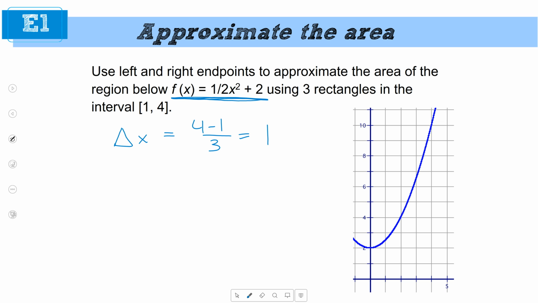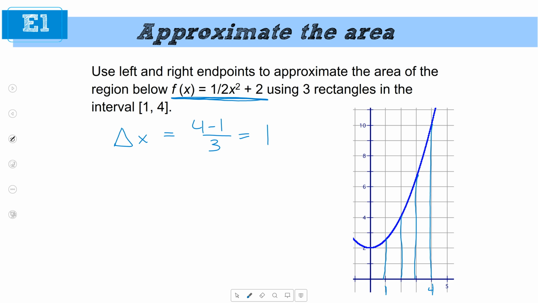Now here's how I approach the problems. I know I'm going to get 3 rectangles. I'm going to start at 1 and end at 4, and I have 3 rectangles. So I have 1 there, 1 there, 1 there, and 1 there. So I draw in the vertical segments first. Now why do I do that? Because now I can make the decision, am I going to go right-hand rectangles or left-hand rectangles? This one says to do both, so we'll do the left-hand rectangle first.